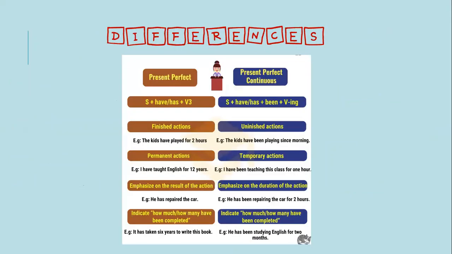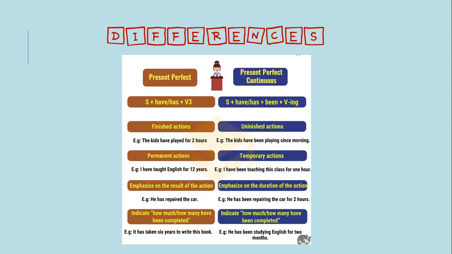Now we're going to see some differences between these. You can see the difference in the form: in the first one, you only use have and the verb in past participle. In the second one, you have to use have plus the verb to be in past participle plus a verb with ing. The present perfect simple we use for finished actions, and the continuous we use for unfinished actions. And the simple we use for permanent actions, and the continuous or progressive, we use for temporary actions.